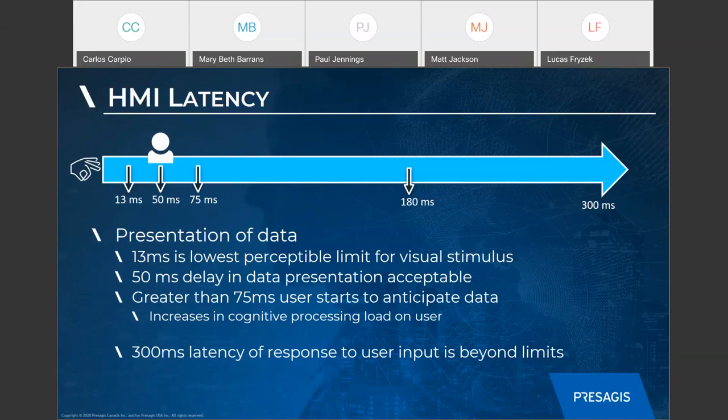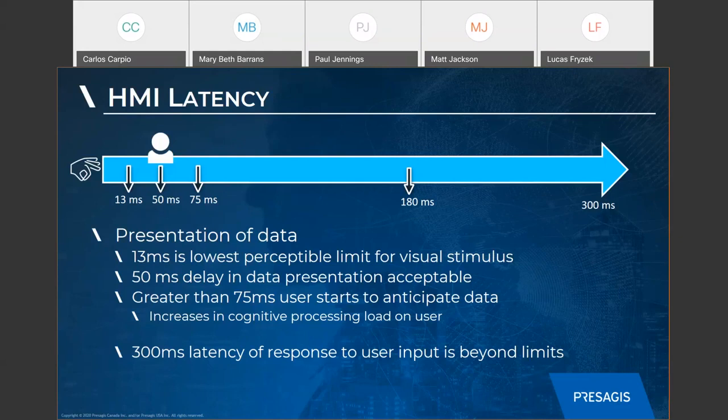At 50 milliseconds, that delay in presentation is acceptable. Once we get beyond 75 milliseconds of you moving something and not seeing something in response, users start to anticipate this data, anticipate where things are, and it increases the workload on the user. So instead of helping, you're increasing their workload because they're thinking and guessing where something might be. And typically 300 milliseconds latency is just beyond limits. People give up and it's unusable in many circumstances.